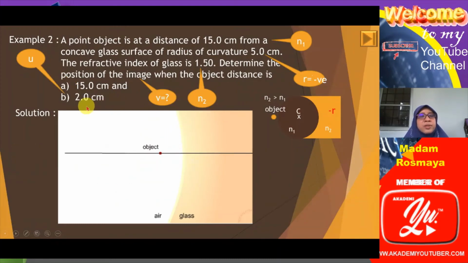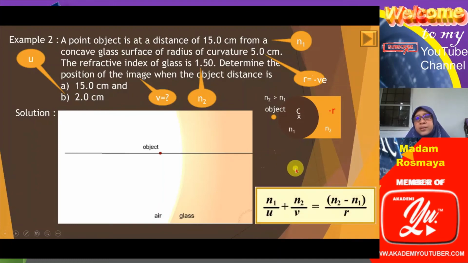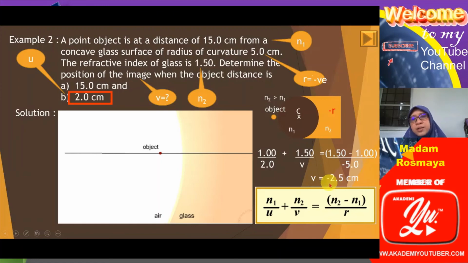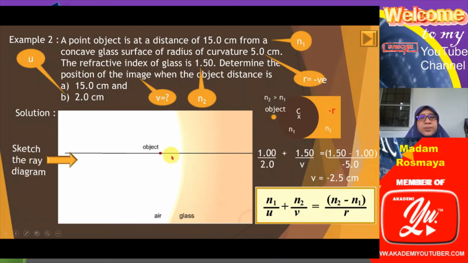Okay, next we do the second question, the position of the image when the object distance is 2 cm. So using the same equation, we solve for V, but the U here is replaced by 2 cm. So we get V equals negative 2.5 cm. So again we get negative. So what does negative mean? Negative means that the image is formed in the same position as the object, the same area as the object here. So the object is 2 cm. Okay, so this is the 2 cm distance. So 2.5 means behind the object, the image forms here.